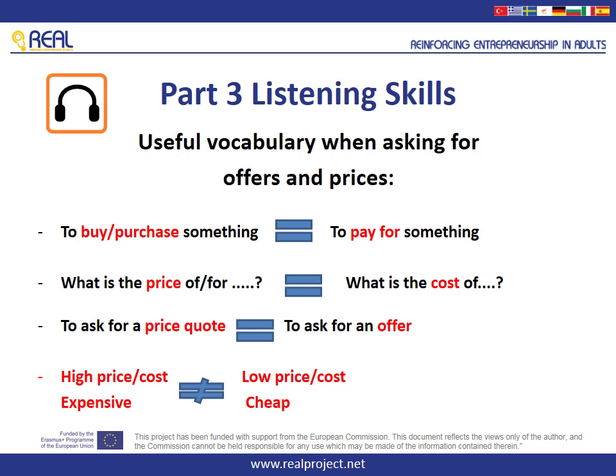When we buy or purchase something, we are ready to pay the price for it. When we want to learn the price or the cost of something, we ask, what is the price of this? Or, what's the cost of this? We can also ask, how much does it cost? In more formal situations, we ask for a price quote or an offer for the good or the service we want to buy. The price or the cost can be high or low. When the price is high, the good or the service is expensive. When the price is low, we say that the good or the service is cheap.